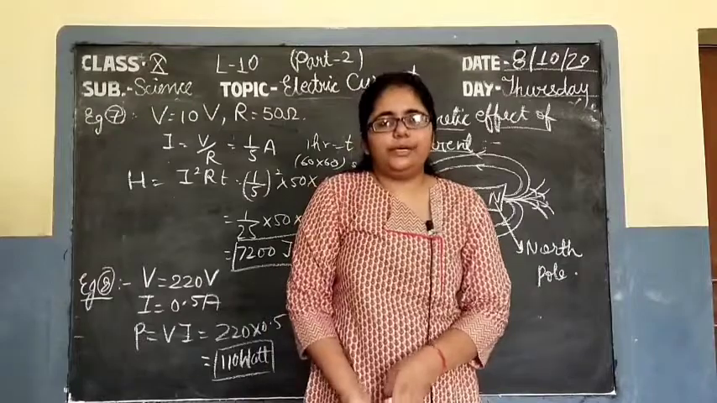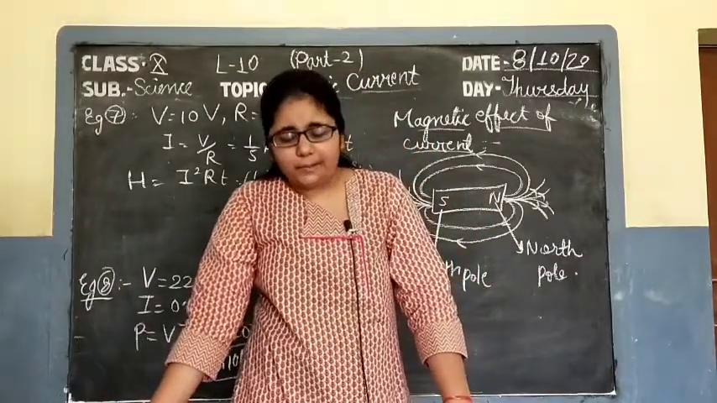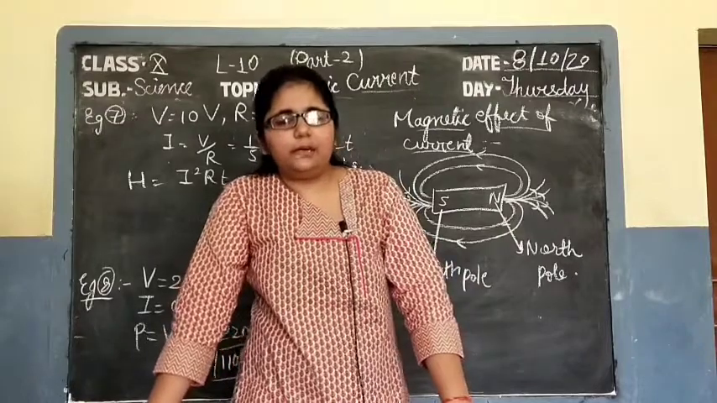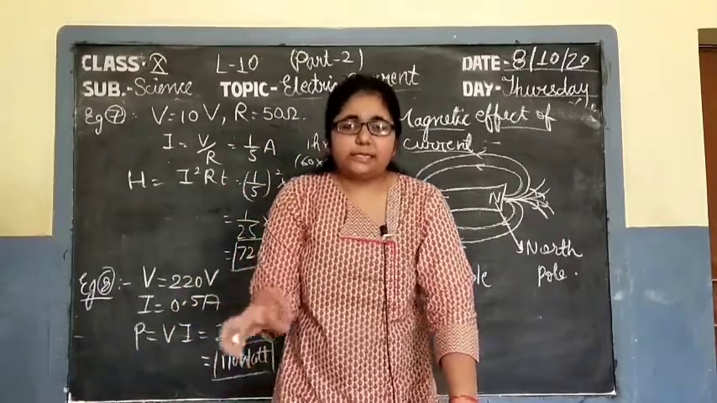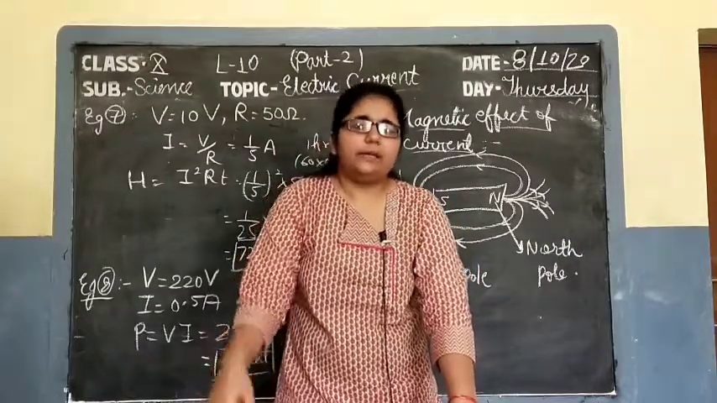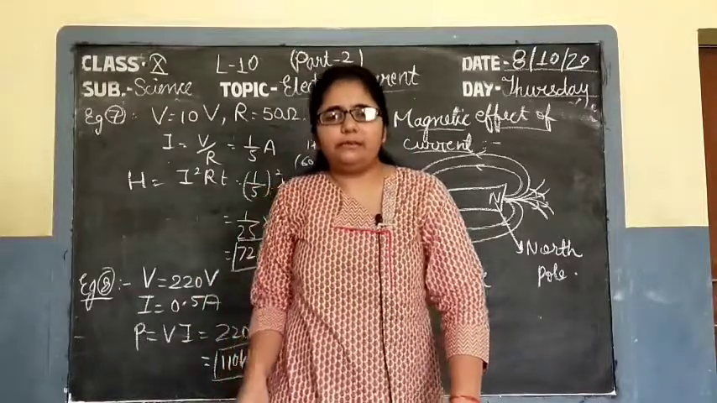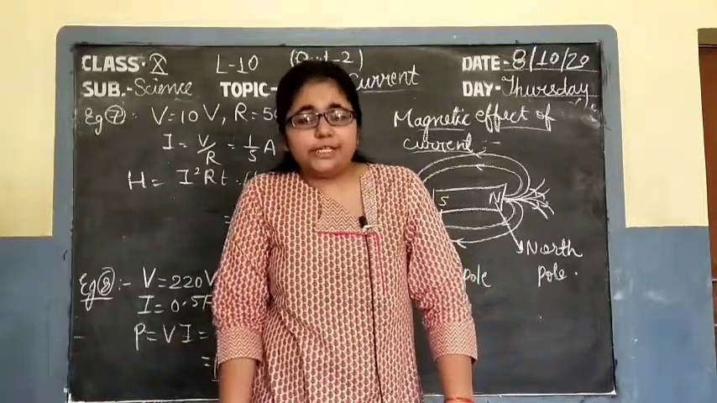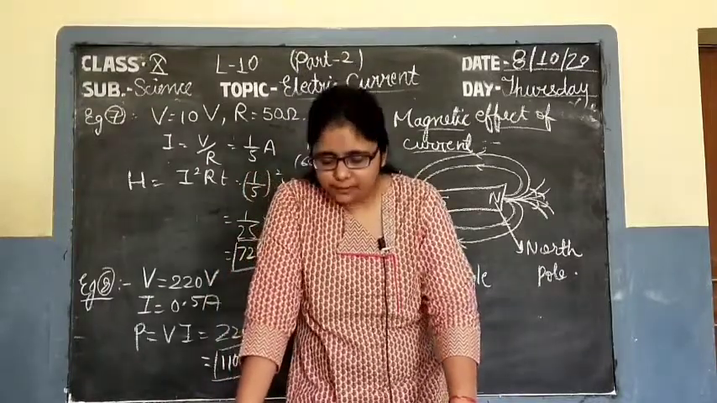So then he concluded that by flowing the current in a conducting wire, a magnetic field is produced in the surrounding area, and if you place the compass nearer to the conducting wire, then it will deflect more, and if you take it away, then it will deflect less. If you change the direction of current, then the direction of deflection will be changed.